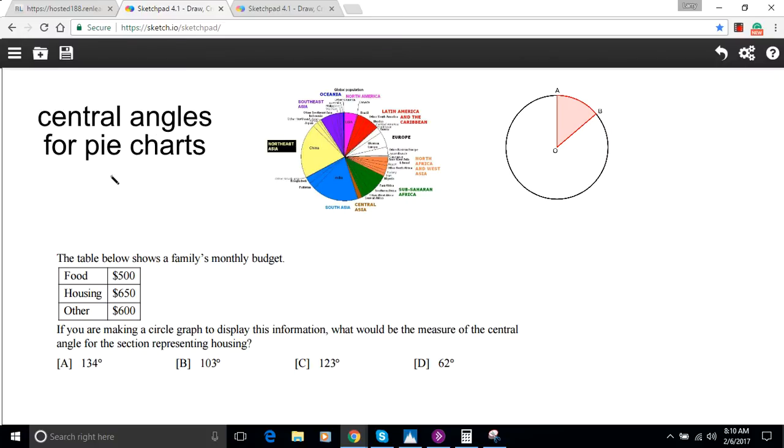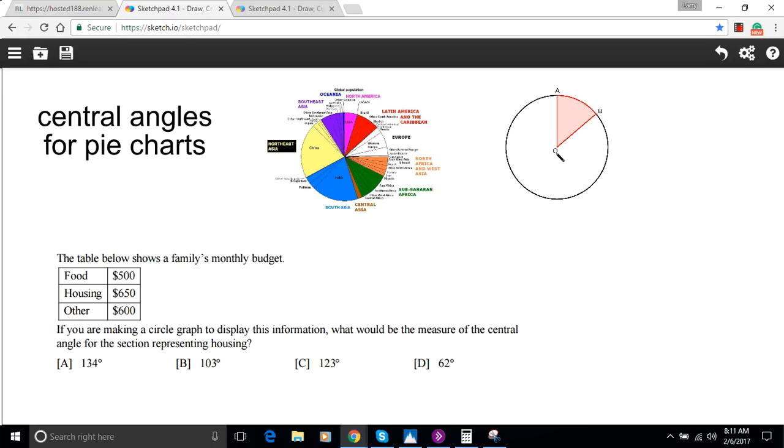We are talking about central angles for pie charts. What does that mean? Well, pie charts are these circle charts that have little wedges to represent different pieces of data. So here's a chart that represents the population of the world, and the population of the United States is this pink wedge right here. And the question is, how did this chart maker know what angle to make this wedge, how big to make the wedge? We need to know something about central angles and circles to do this.